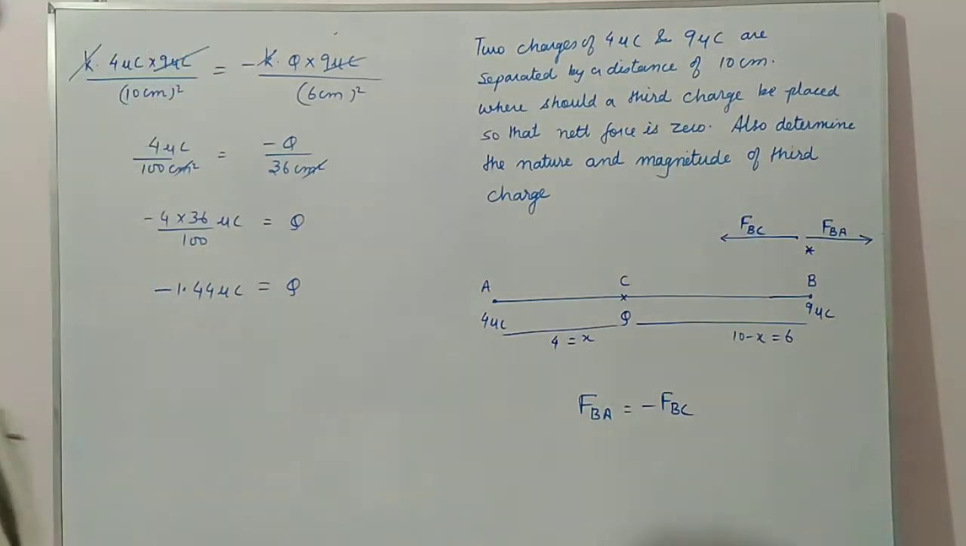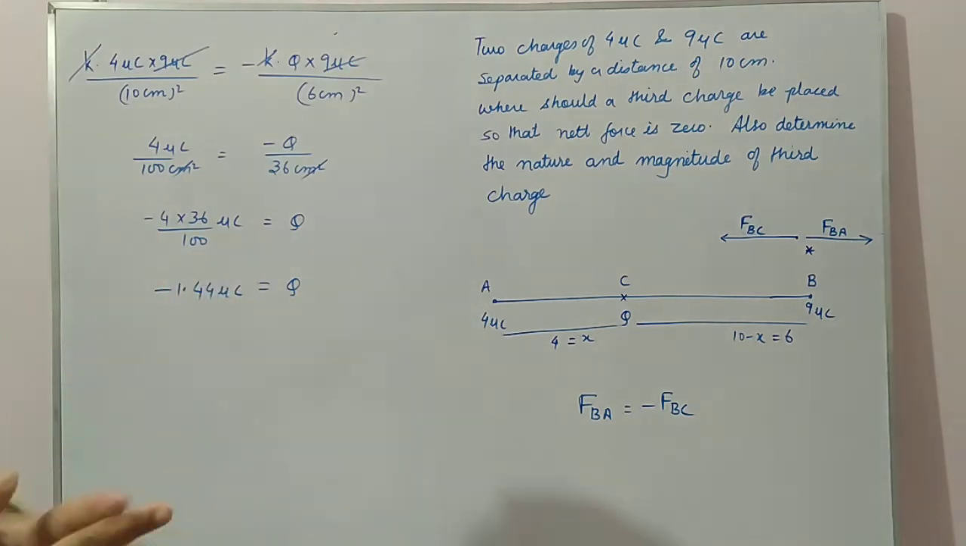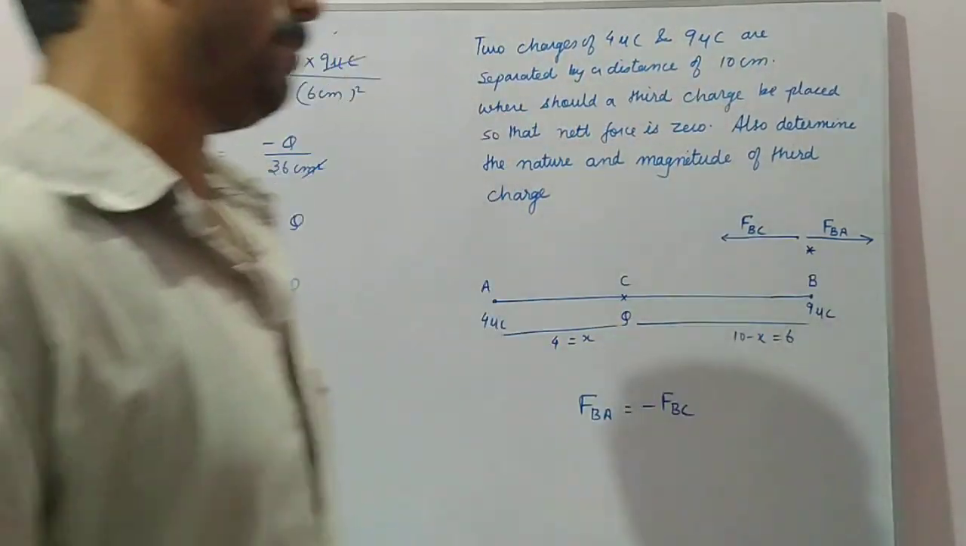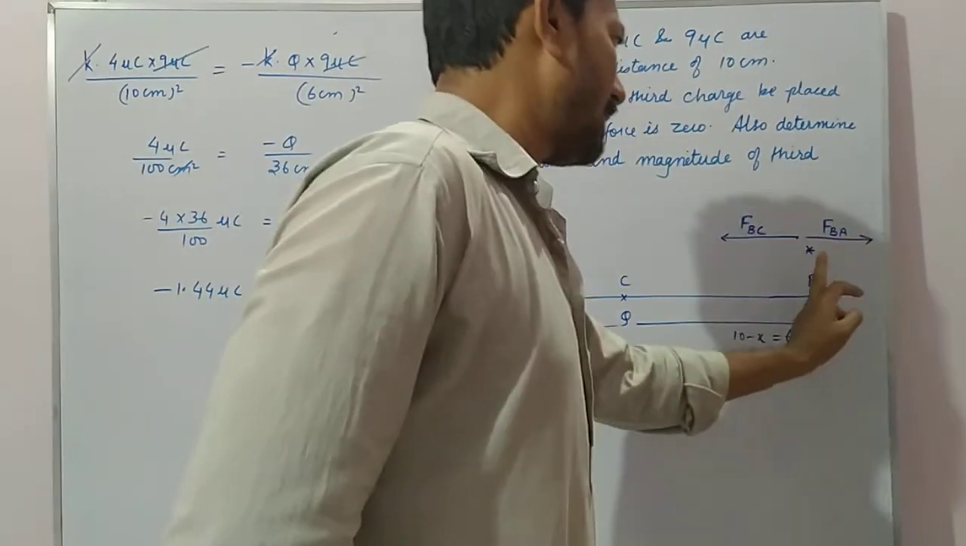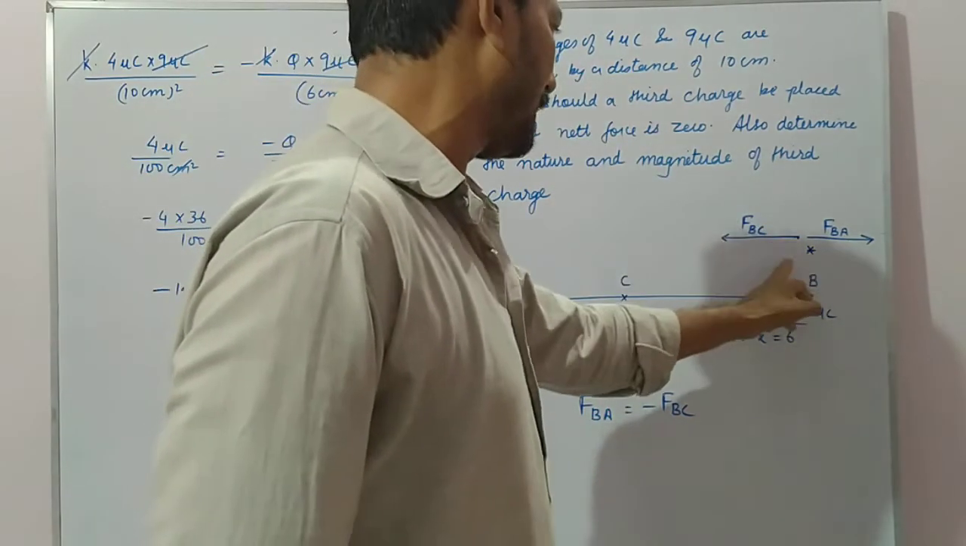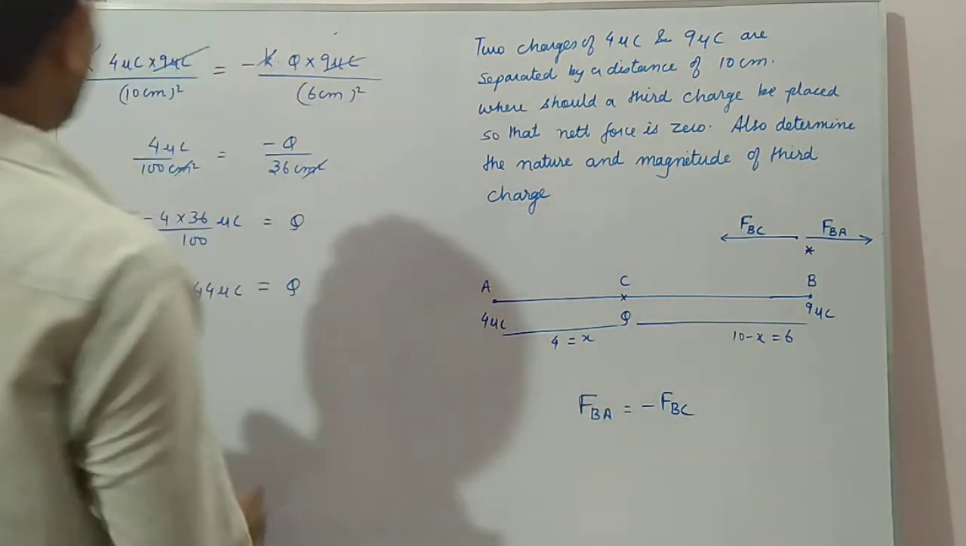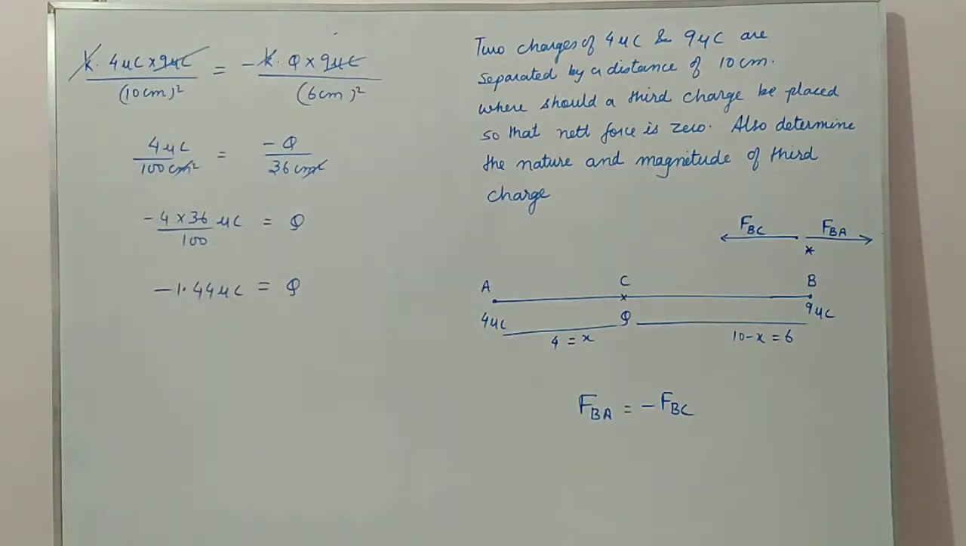Remember, this sum is very much important. So in the first part we determine the position, and in the second part, to determine the nature and magnitude of charge, we have to move to B. Whatever is the repulsive force acting on B due to A, the same amount of equal and opposite attractive force would act on B due to C. That is why we have taken the minus sign, and on equating we get the value of Q, that is minus 1.44 microcoulomb.